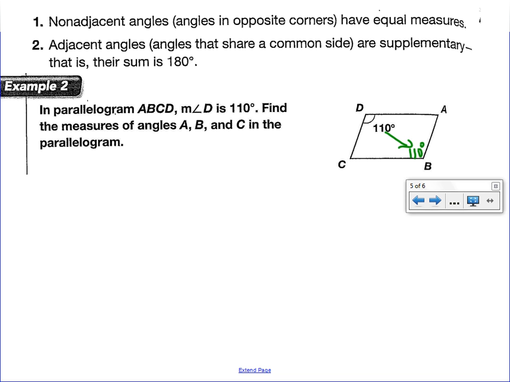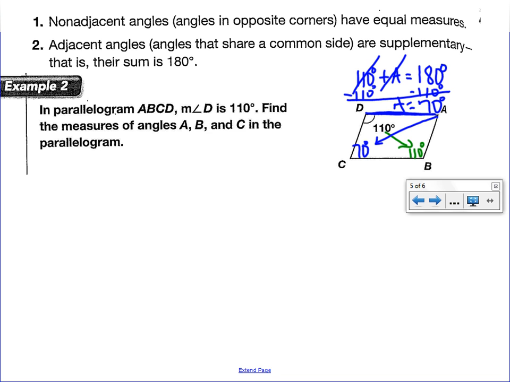The next thing that I know is that I have a pair of adjacent angles sharing a common side. Angle D and angle A share a common side. That means that angle D, which was 110 degrees, plus angle A has to equal 180 degrees. To get A by itself, I'll subtract 110 on both sides, leaving me with A equals 70 degrees. And because A is 70 degrees, its opposite angle has to also be 70 degrees.